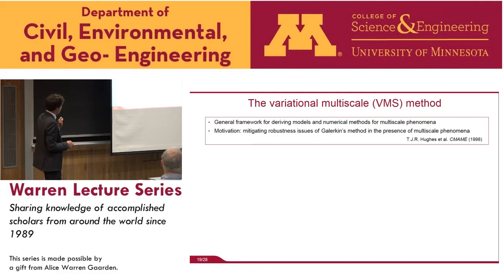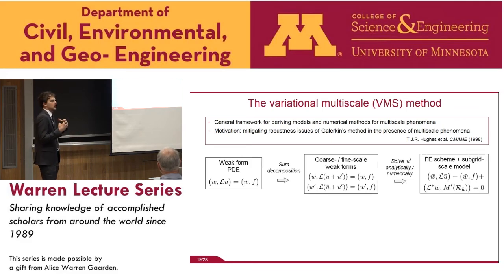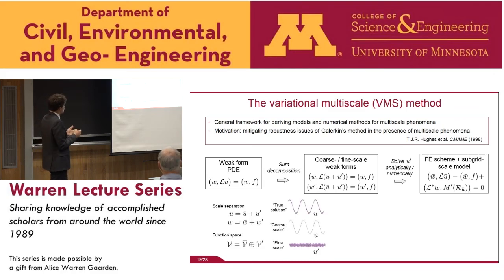And here is how it works. So we start from a weak form. The weak form is basically a variational formulation of the physical problem that is characterized by some partial differential operator here. U is the solution, and W is a test function. And what you do in the next step is you apply a so-called sum decomposition. So you split the solution as well as the test function into two different parts: a coarse-scale solution that is denoted here with this bar, and a fine-scale solution that is denoted here with this prime. And the same thing, of course, you do for the test function.